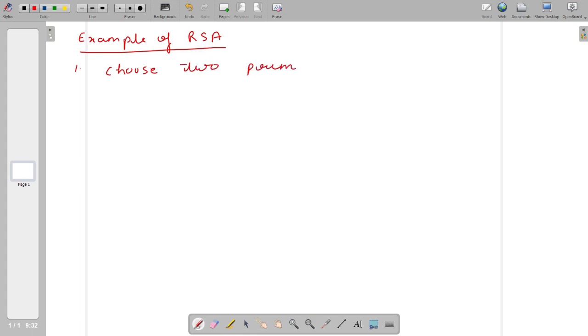So let's suppose we select two prime numbers. The first one is P, which is equal to 7, and let's say Q is equal to 17. Because this is an example, we took prime values as 7 and 17, but theoretically the RSA prime numbers should be very large. Now we need to calculate n, which is equal to P into Q, which is 7 into 17, equal to 119.